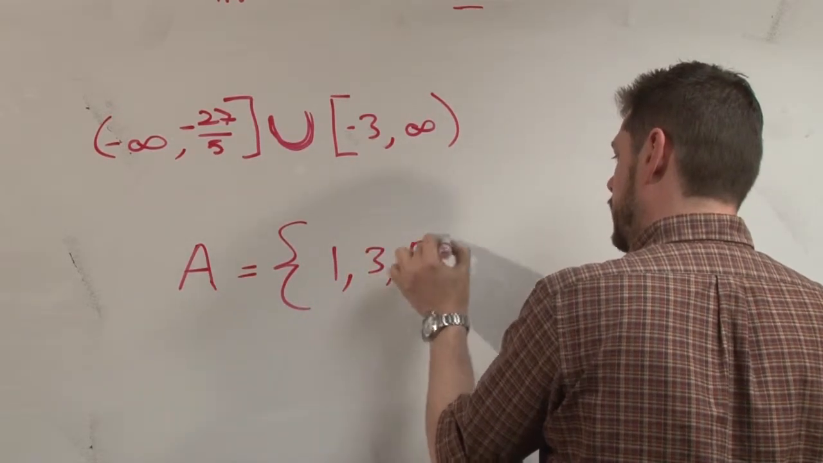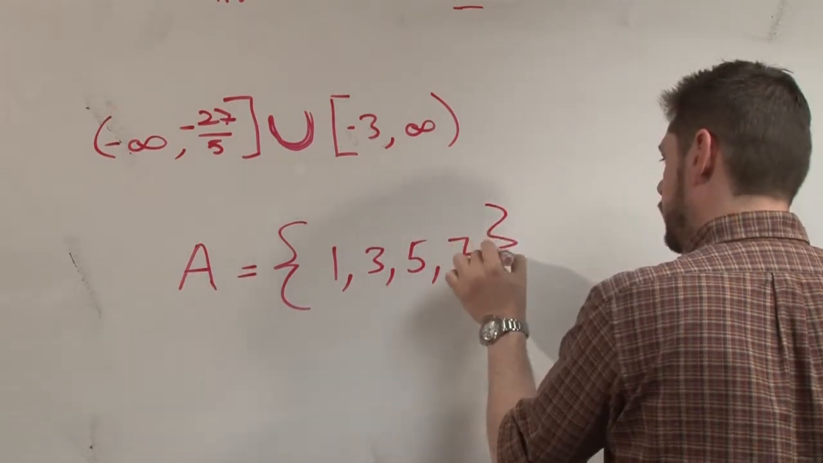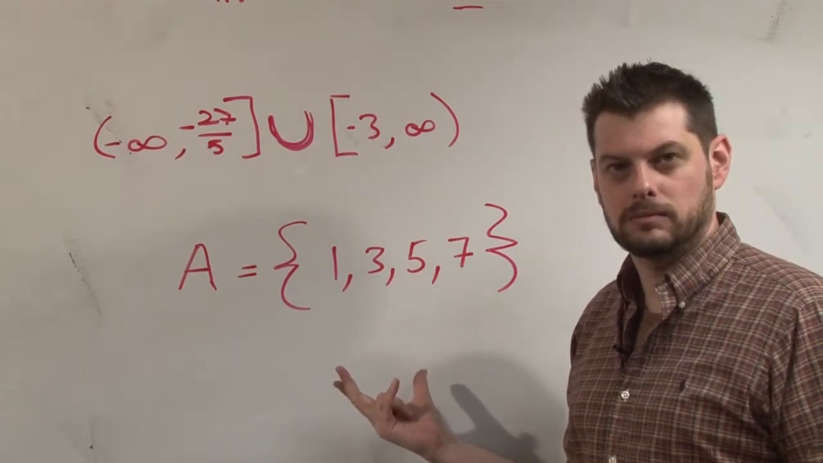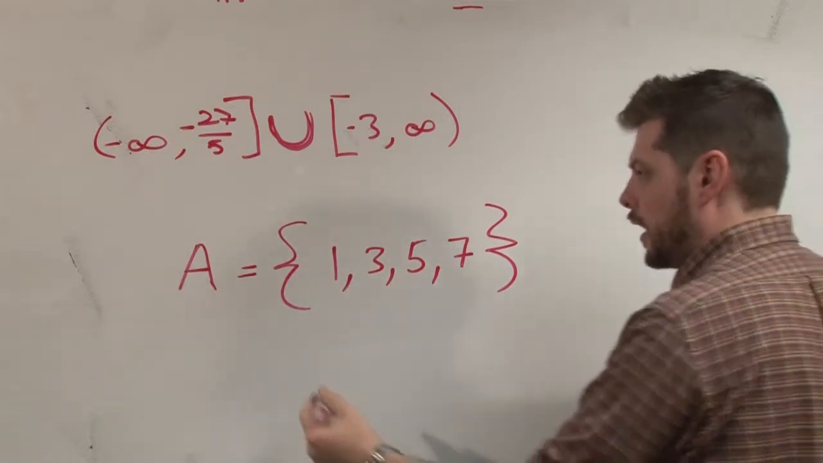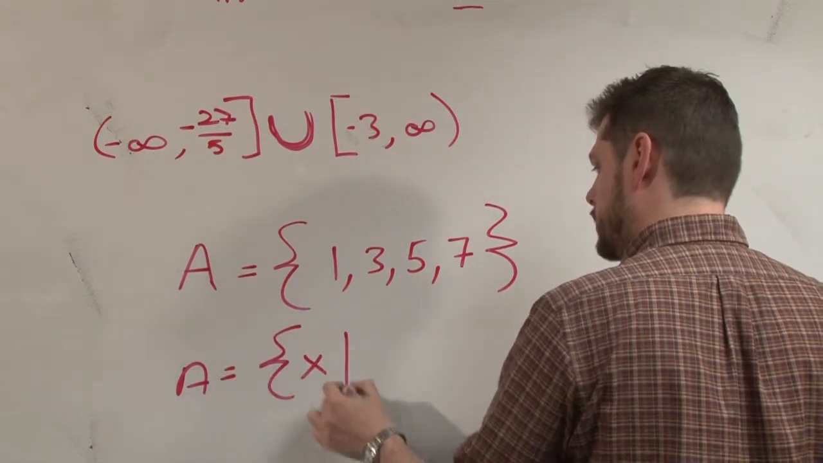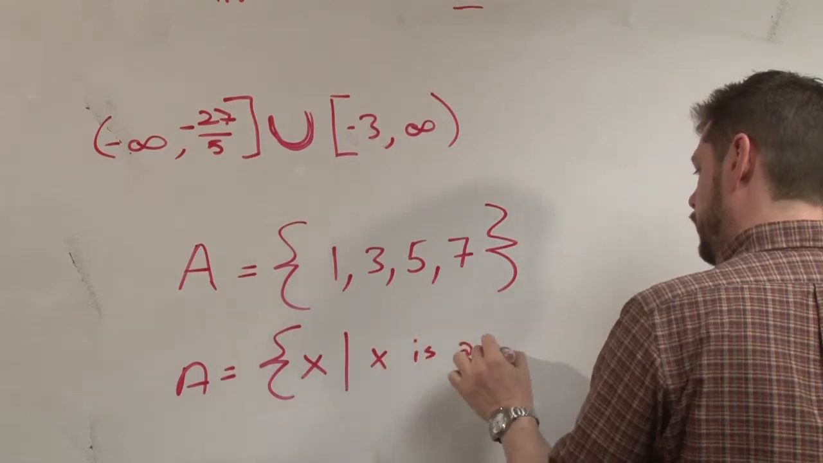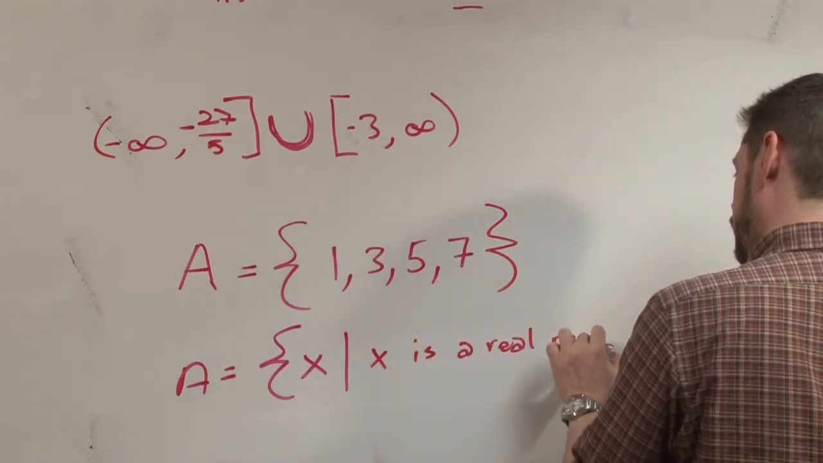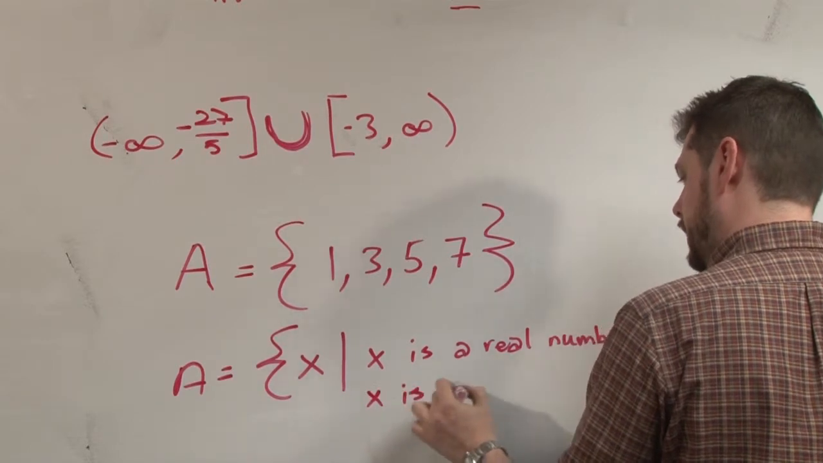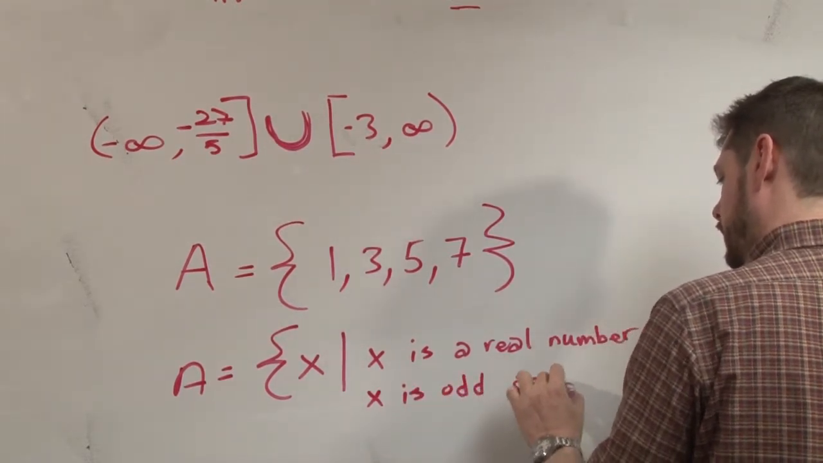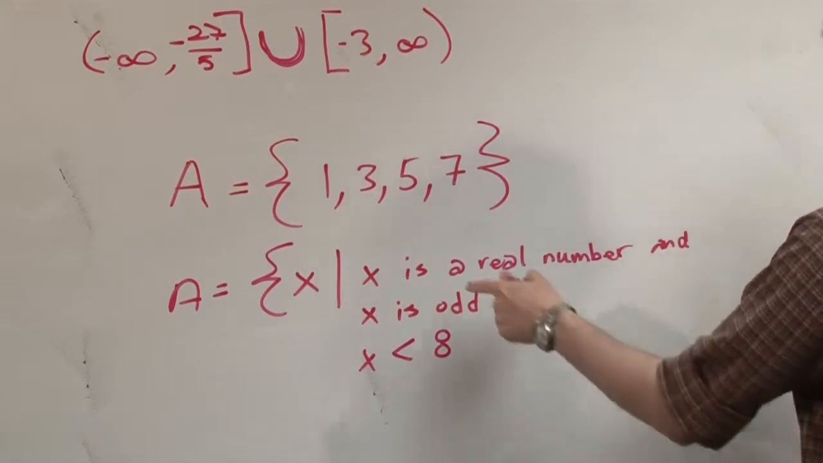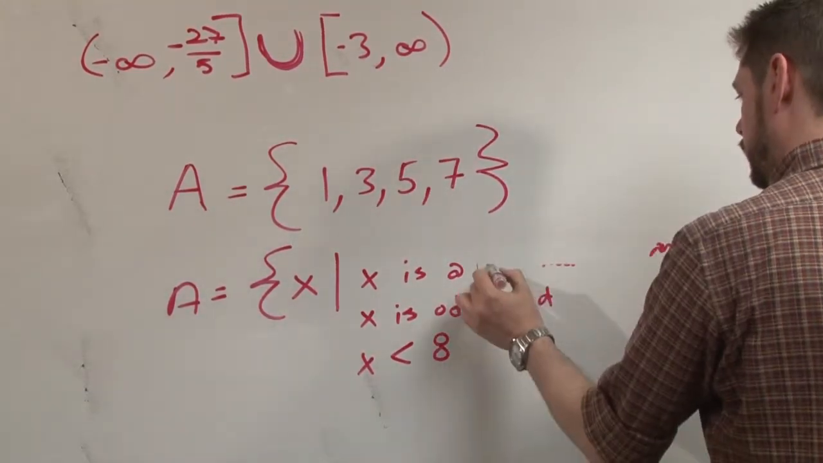So I'm going to let A be a set of numbers: 1, 3, 5, 7. Okay? So this represents the odd numbers that are between 1 and 8. And this is how they're described. I could also say A is, using set builder notation, the set of all x such that x is a real number and x is odd and x is less than 8. Or I could say x is an integer. How about that? Or a whole number.